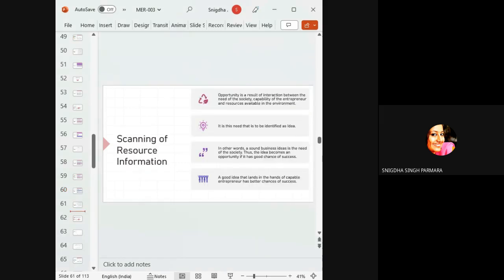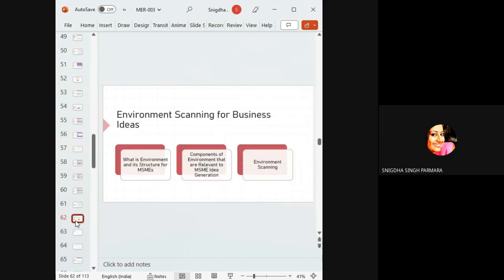So how to scan resource information. They need to find out what opportunities are lying ahead. They need to find out sound business ideas. They need to figure out which is a good idea that could land in their hands, that they could be able to deliver better in.